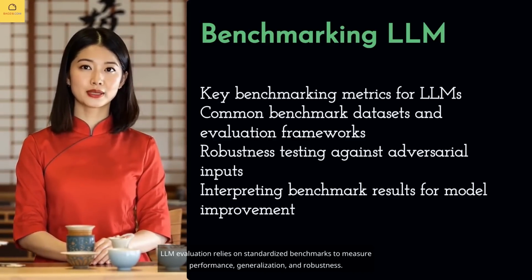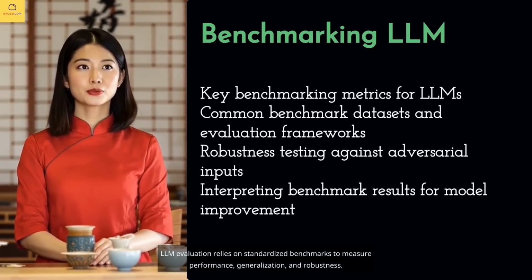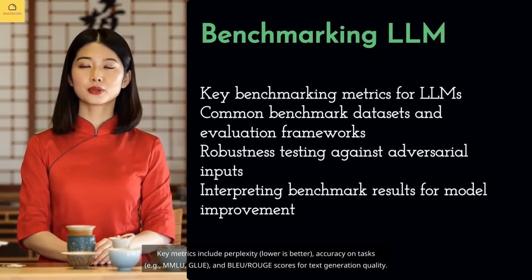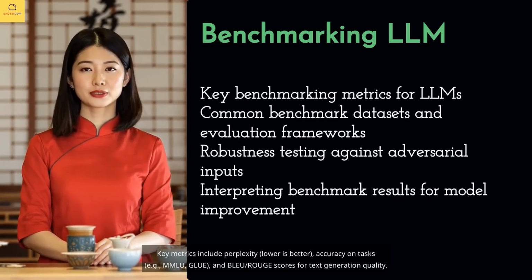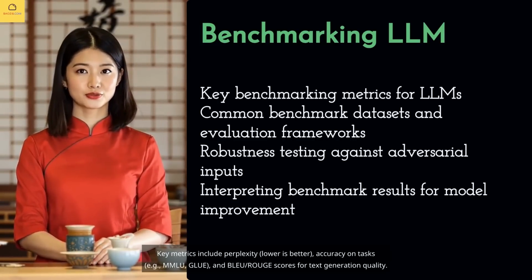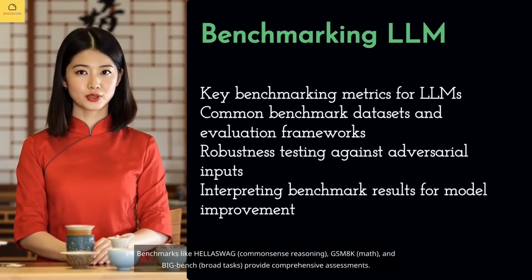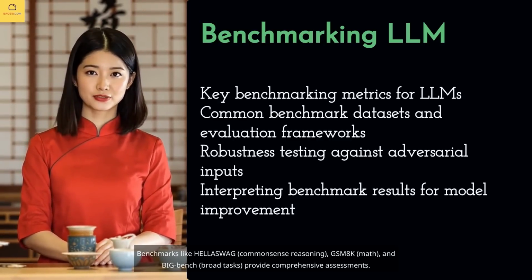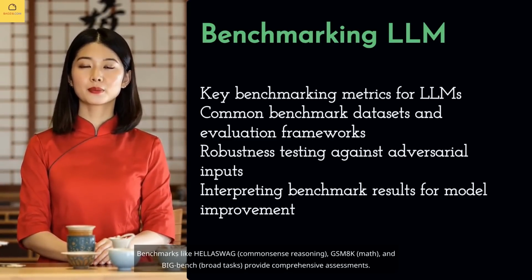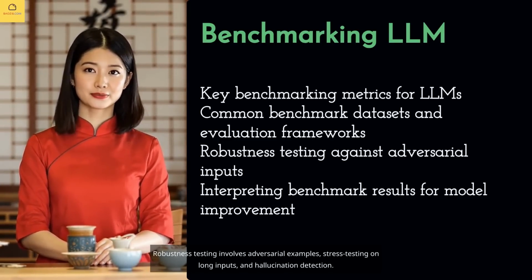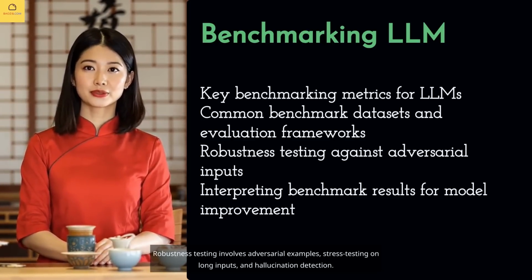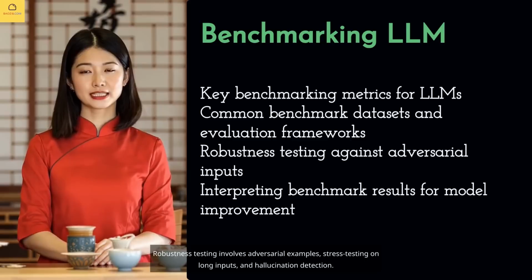LLM evaluation relies on standardized benchmarks to measure performance, generalization, and robustness. Key metrics include perplexity, lower is better, accuracy on tasks, e.g., MMLU, GLUE, and BLEU/ROUGE scores for text generation quality. Benchmarks like HellaSwag, common sense reasoning, GSM8K, math, and BIG-Bench, broad tasks, provide comprehensive assessments. Robustness testing involves adversarial examples, stress testing on long inputs, and hallucination detection.